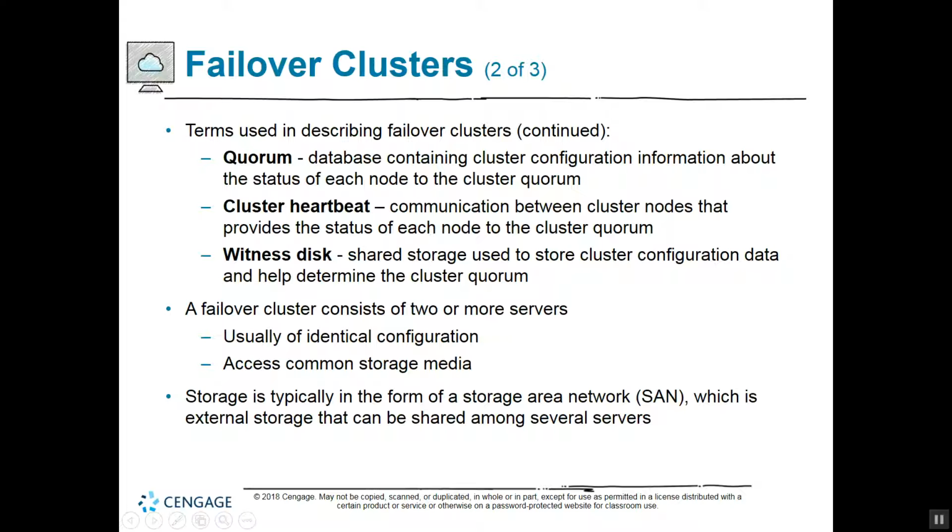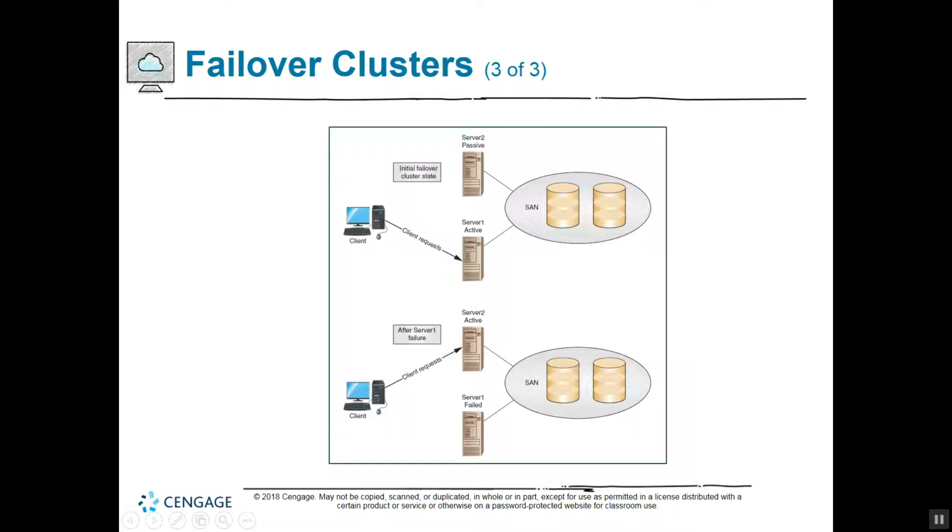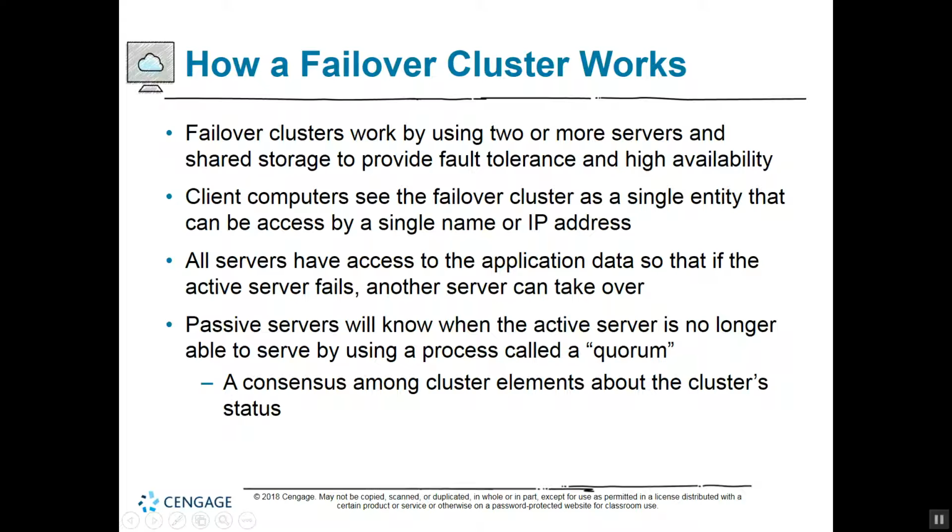Now, these are all things that, as you're going through Chapter 8, you're going to just beat yourself up going through them. Go through the flashcards, go through and spend some time in those crosswords to get used to the terminology. Now, a failover cluster consists of 2 or more servers, usually of identical configuration, and access to common storage media. So we have that redundancy, and we think it's like mirrored setups, isn't it? A failover cluster works by using 2 or more servers and shared storage to provide fault tolerance and high availability.